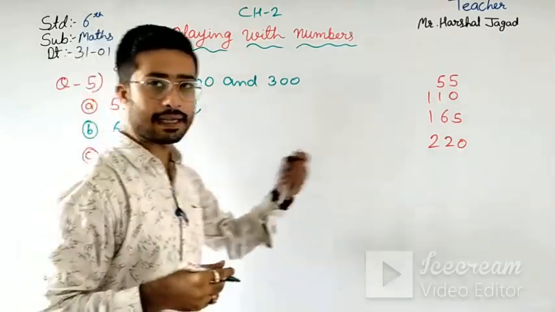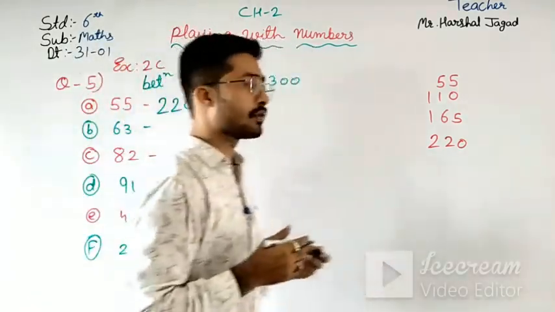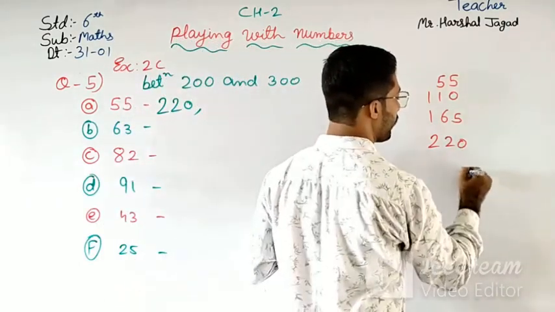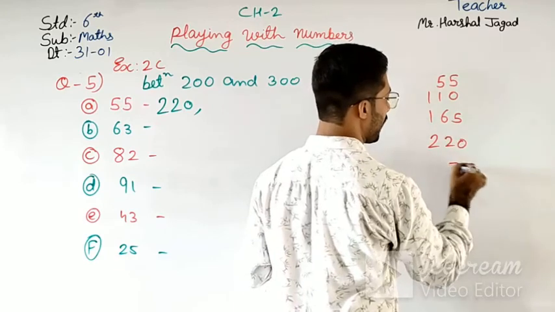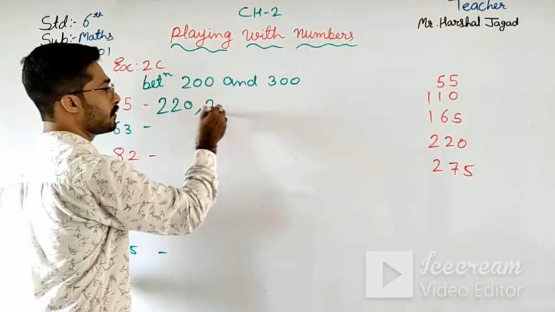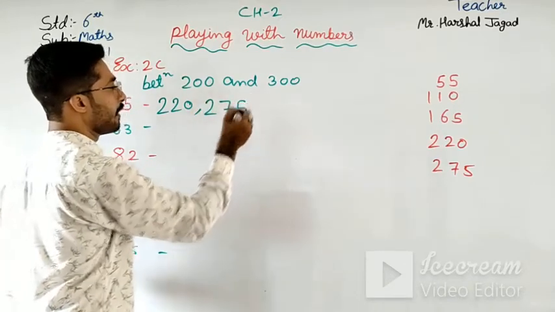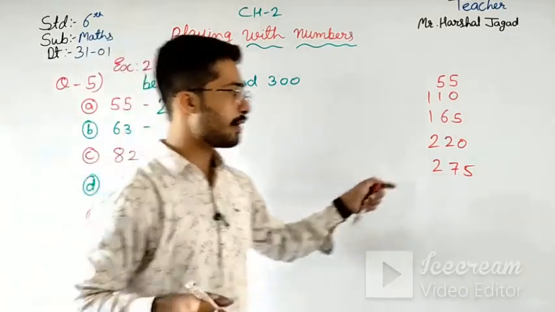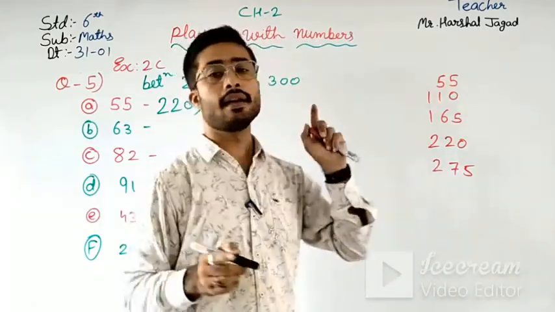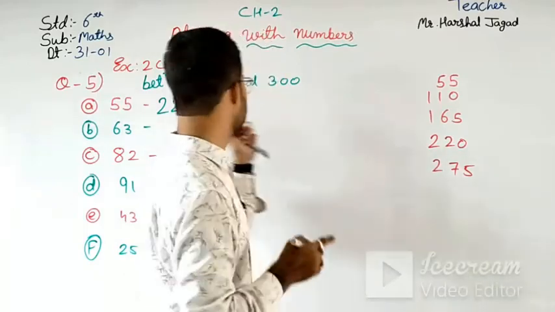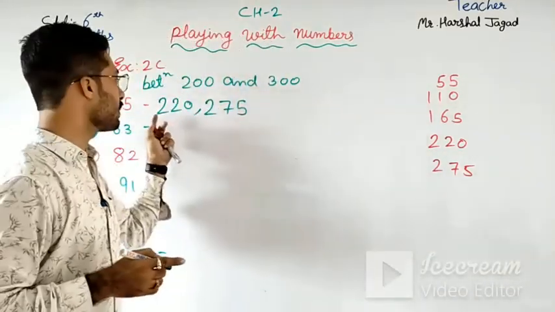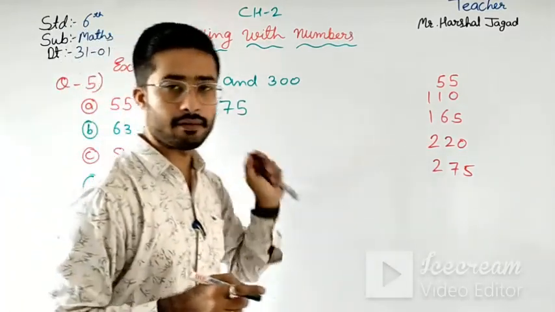Then after adding 55 and 8, so it will be what? 50 here will be 5. 5 plus 2, 7. And again here 2. So here another one, that is 275. And if I just add more 55 and 8, then it will be more than 300. So there are only two multiples of 55 between 200 and 300, that is 220 and 275.